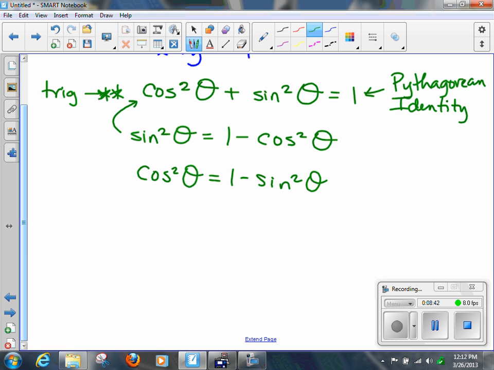But here are the rest of them. Tangent squared theta is equal to secant squared theta minus 1. Okay? Sine, cosine, tangent. You see how they're always in order, right? If I were to derive it and show you how I get that equation, you would understand why it's minus 1.